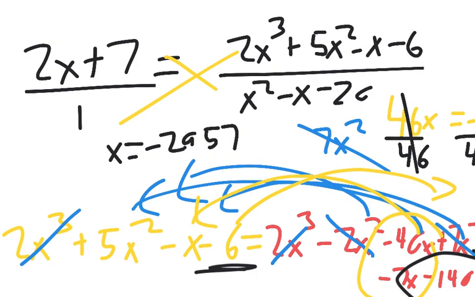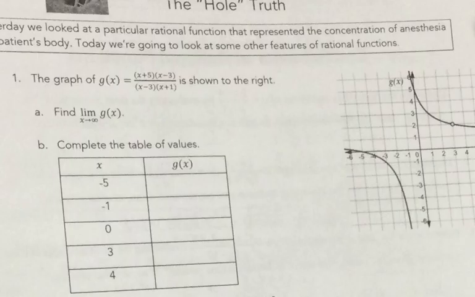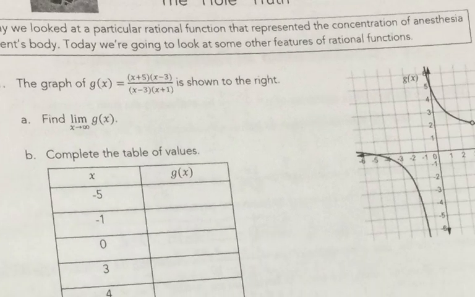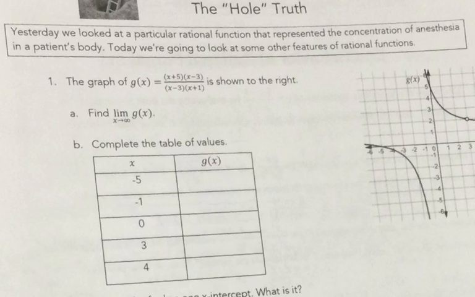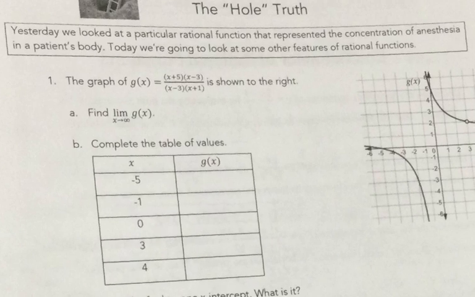Everybody's good there? It says, yesterday we looked at a particular rational function that represents the concentration of anesthesia in a patient's body. Today we're going to look at some other features of rational functions. So right here they've got a rational function. Notice it's in factored form, right? And it's shown to the right.